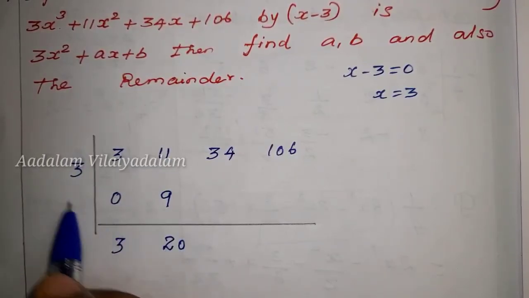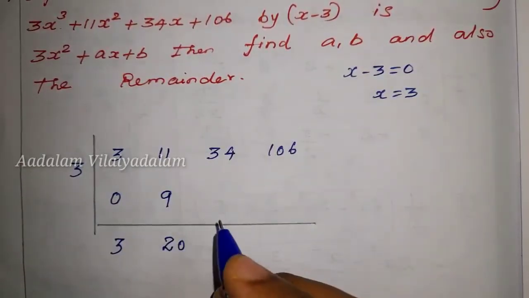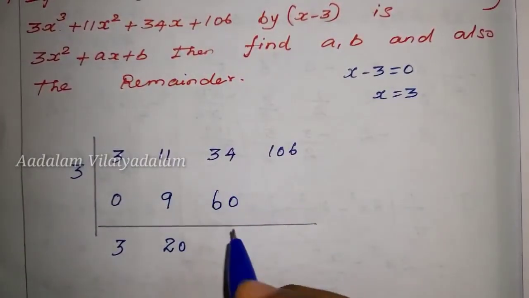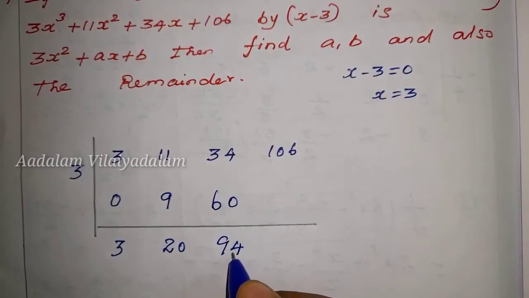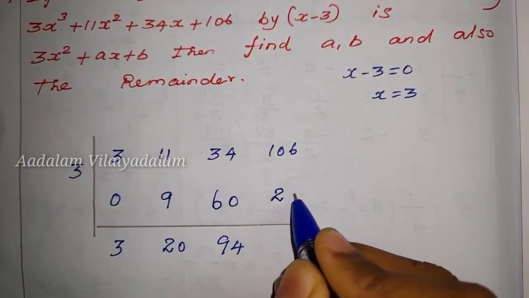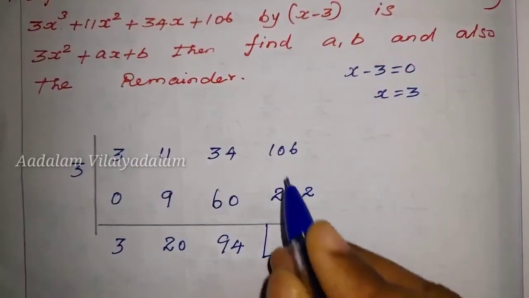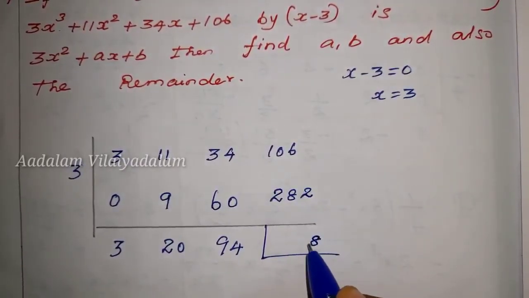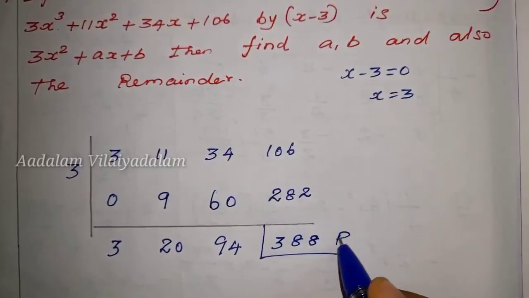Now multiply. So in this step multiplications, and in the next step addition. So 3 20s are 60. Now add the term 60 plus 34, 94. So 94 into 3, the answer is 282. Now add the term 106 plus 282. So 6 plus 2 is 8, so here also 8. 388. This is the remainder value.